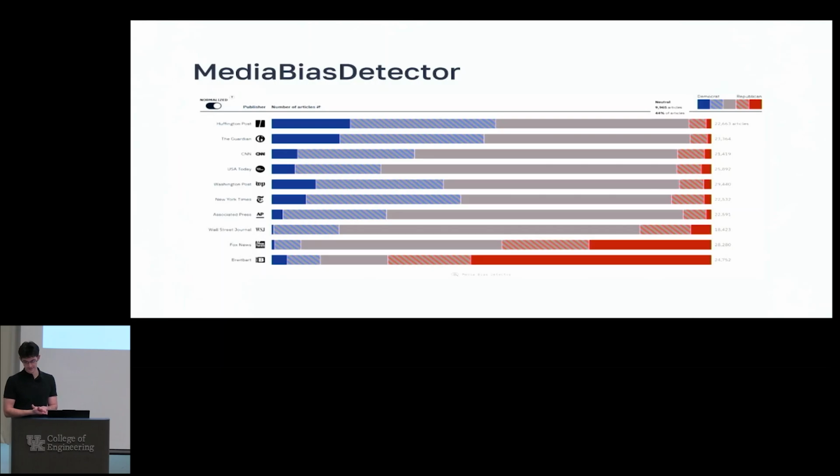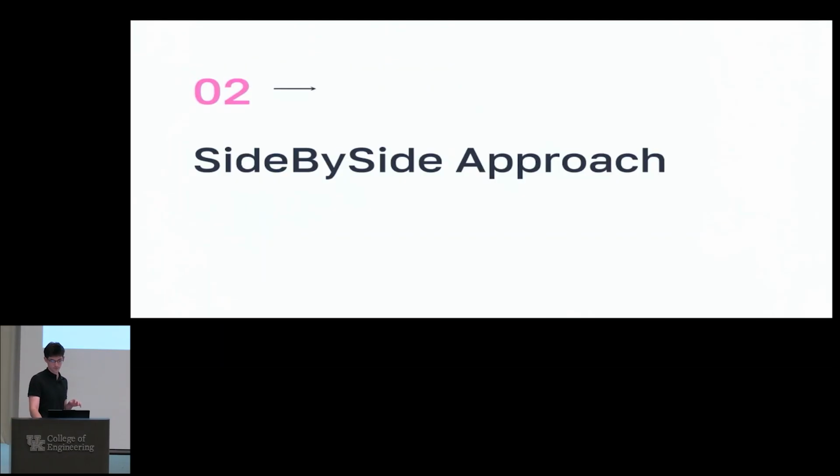Media Bias Detector is a great tool if you want to see how many biased articles some of the top publishers are releasing, but they don't exactly show you what makes those articles biased, which kind of leads into why I've decided to create SideBySide. So most of these tools provided by organizations are blocked behind paywalls. They score bias at the publisher level rather than the article level, and they make it difficult for readers to see bias present in specific articles.